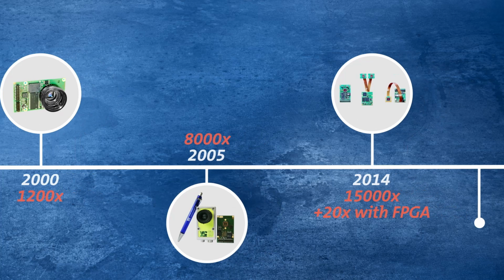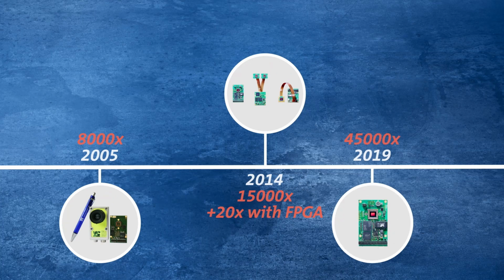Then in 2019, we added a second ARM-based processor. This was from Qualcomm. It's the Snapdragon 410. No FPGA, so it's a pure CPU-based solution with, again, roughly a gain of a factor of 3 in performance compared to the Zynq from Xilinx.